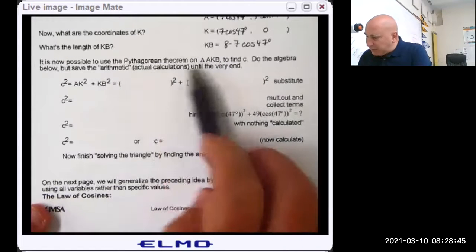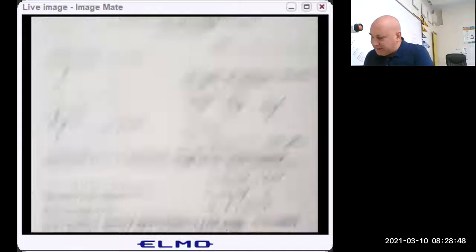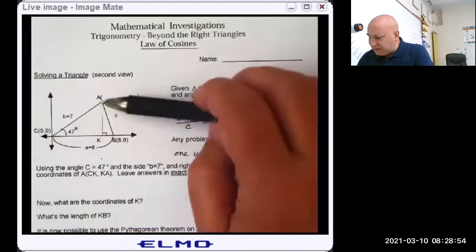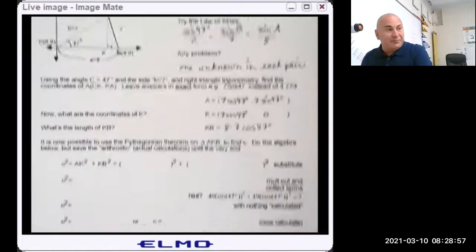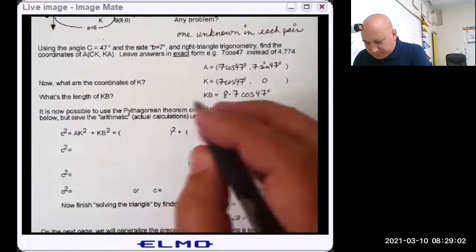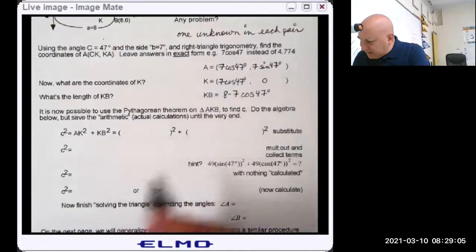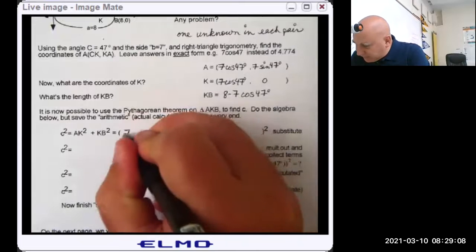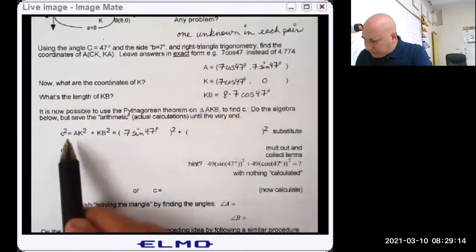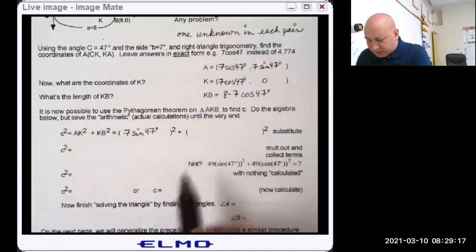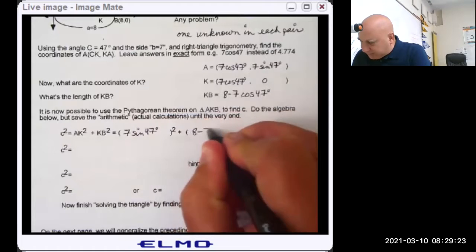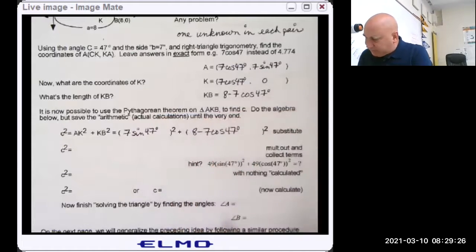So it's now possible to use the Pythagorean theorem on triangle AKB. All righty, so we can get side c here. So we know that distance AK is 7 sine 47 degrees. We're going to square that quantity because this is just the Pythagorean theorem, since we have a right triangle. And that horizontal distance is 8 minus 7 cosine 47 degrees. We're going to square that.